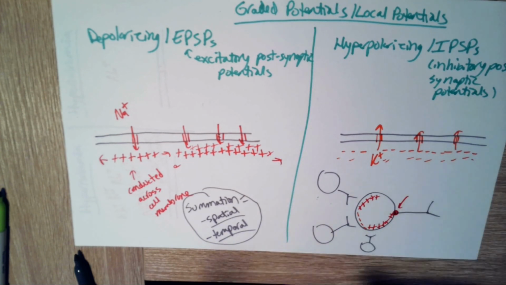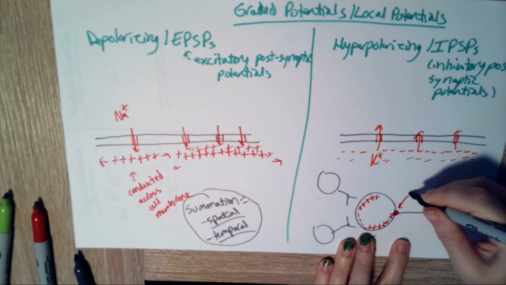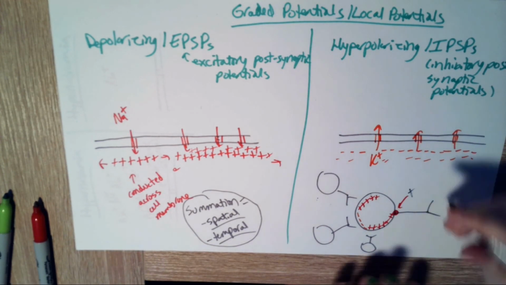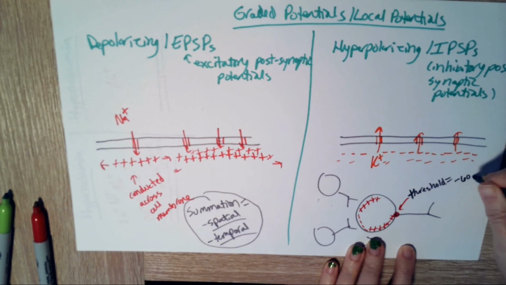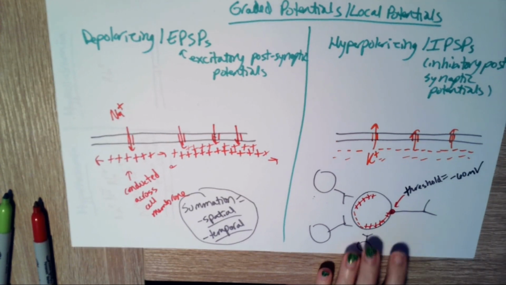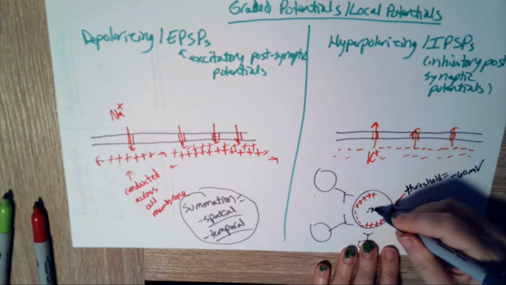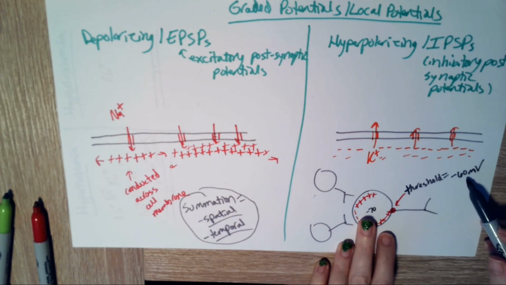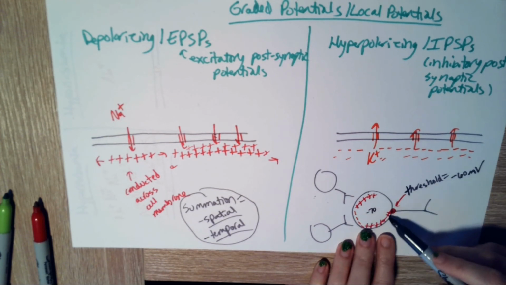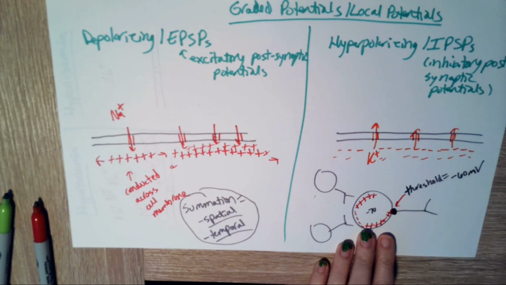Now threshold is negative 60 millivolts typically. Okay, so if we started out at negative 70, we need to have a change to negative 60, so a change of positive 10, right? Because the difference between negative 70 and negative 60 is plus 10. And that plus 10 charge has to reach that initial segment of the axon where we find the voltage-gated channels, which will open if we get them to negative 60 millivolts.